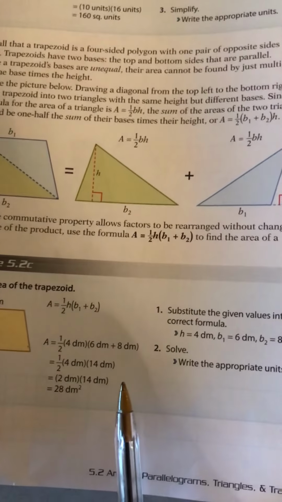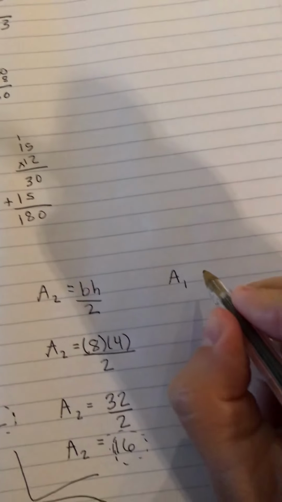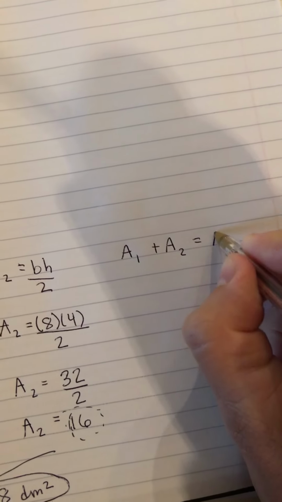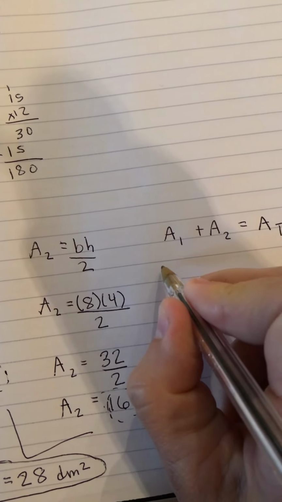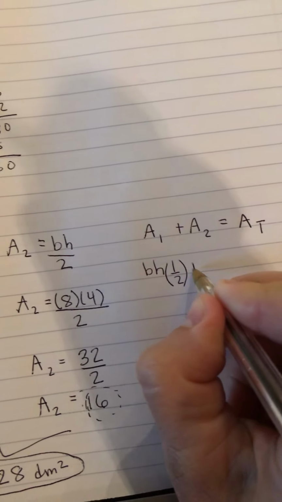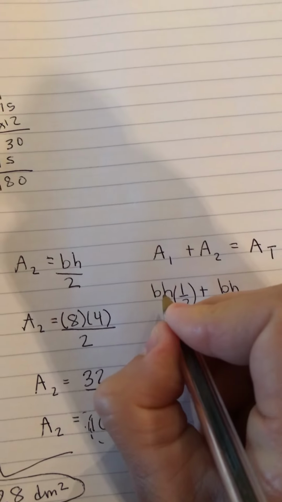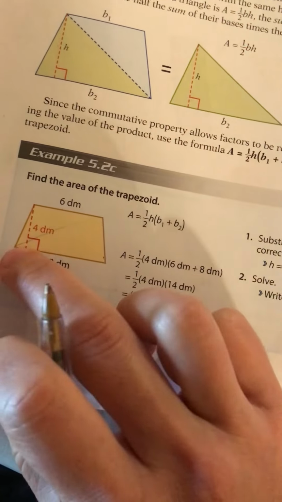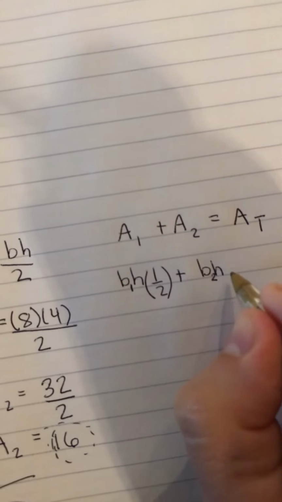So what they did was we had the area of 1 plus the area of 2 equaled the area of the entire trapezoid. So the area of 1 was base times height times 1/2 plus the area of 2, which was base times height. And really, there's a base 1 and a base 2, because the base 1 was this one and the base 2 was this one. So it'd be good to label your bases because they're not the same.